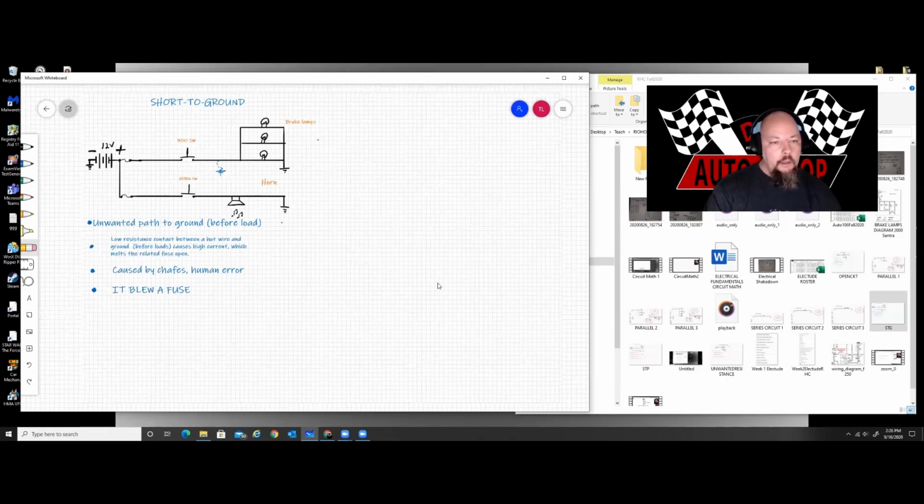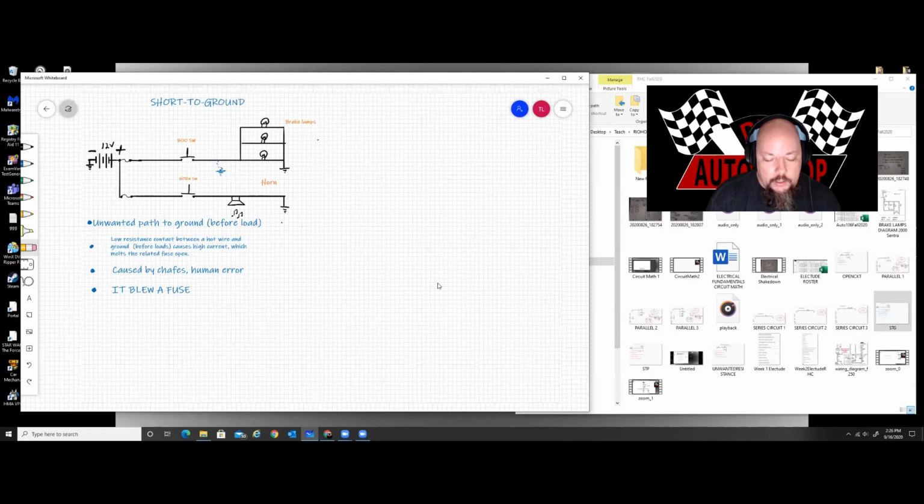Now, a short to ground is a low resistance contact between a hot wire and ground before loads, causing high current flow, which melts the related fuse open. People will say it blew a fuse, people will say the fuse popped, and they're talking about the fuse melting open from the high current flow. They do make a little bit of a snap or a pop sound, and that's where the term comes from. It popped, it blew a fuse, okay?